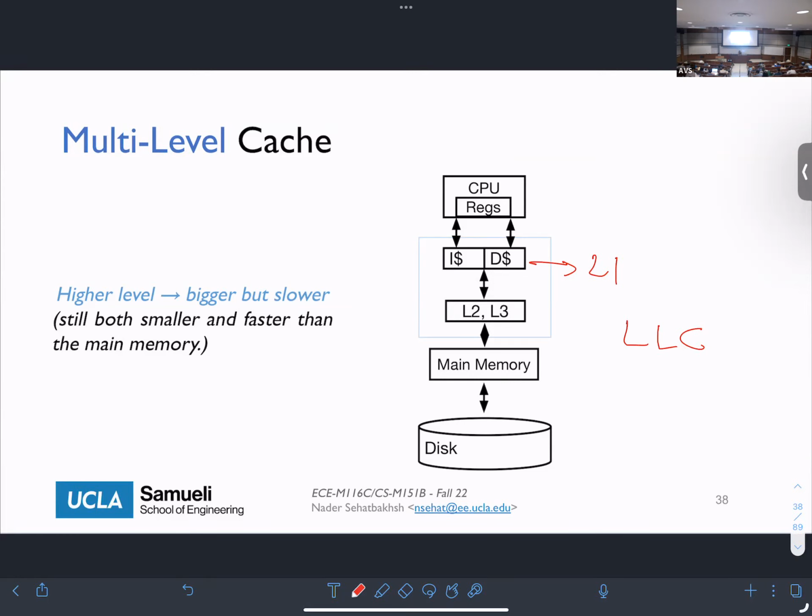For our L1, L2, and L3, we usually have a distinction between instruction cache and data cache for L1, but we're not going to have a separate instruction cache for L2 and L3. So L2 and L3, or even L4, are all shared among both data and instruction. For the first level, L1, we have a separate instruction cache and separate data cache. We're going to revisit this later in the course, but for now, just keep that in mind.